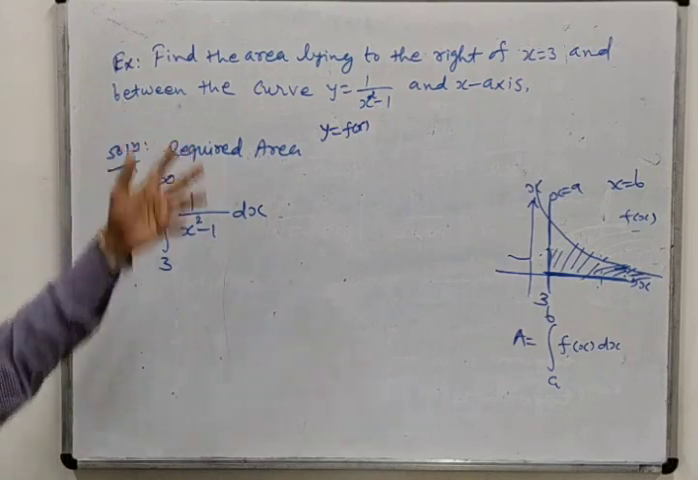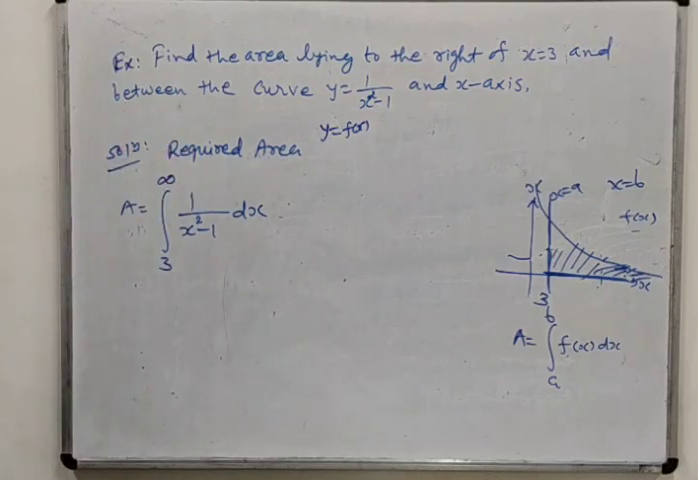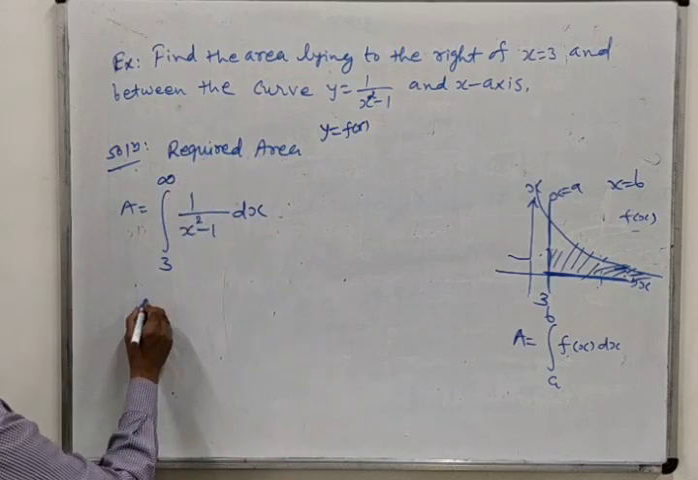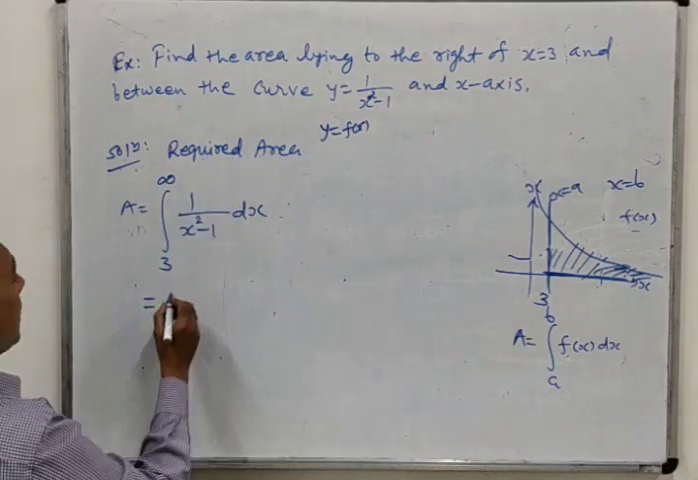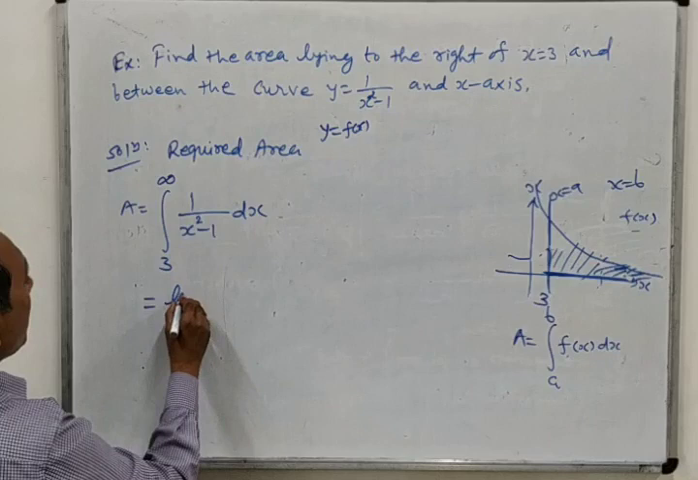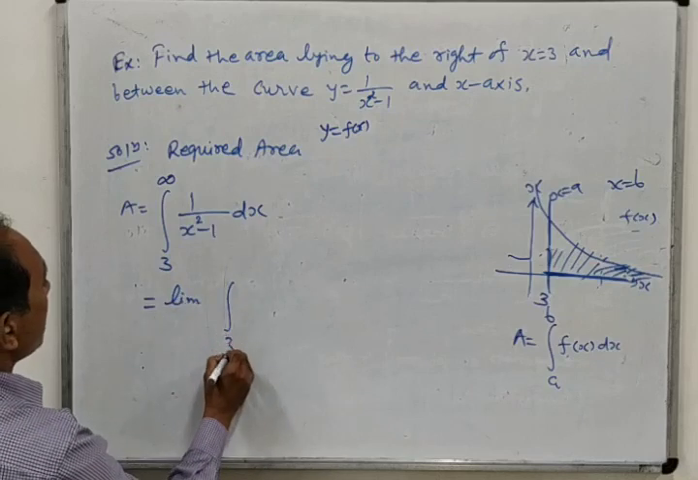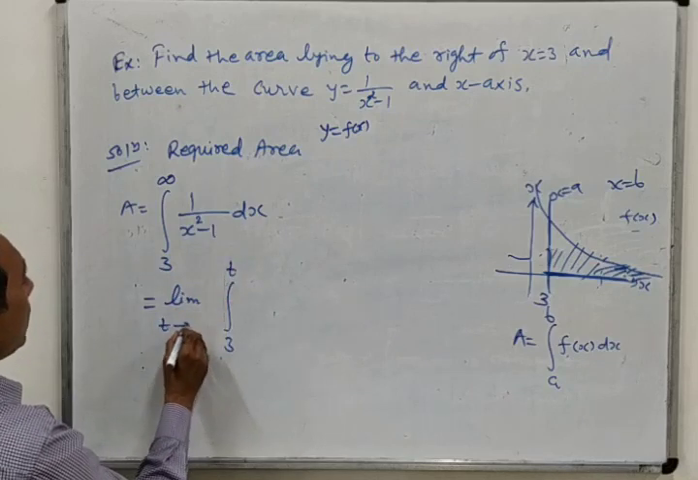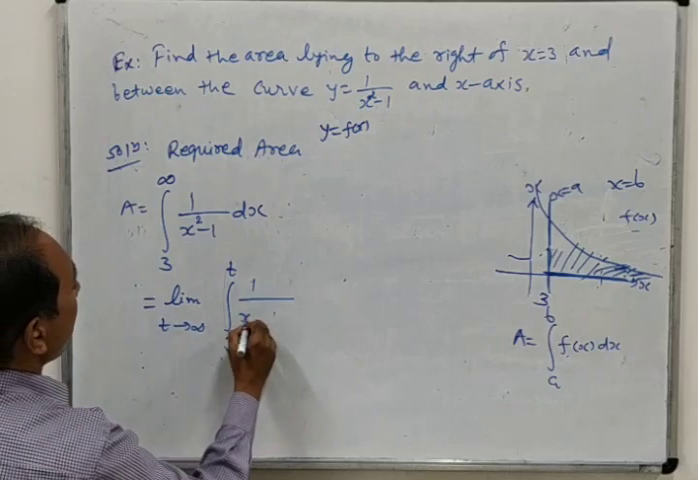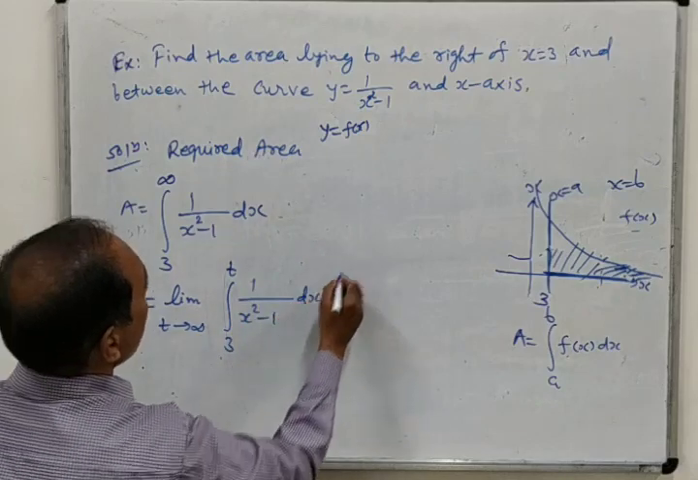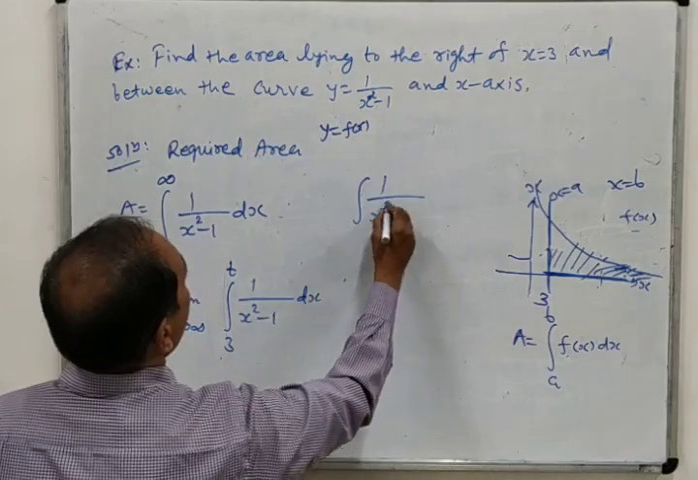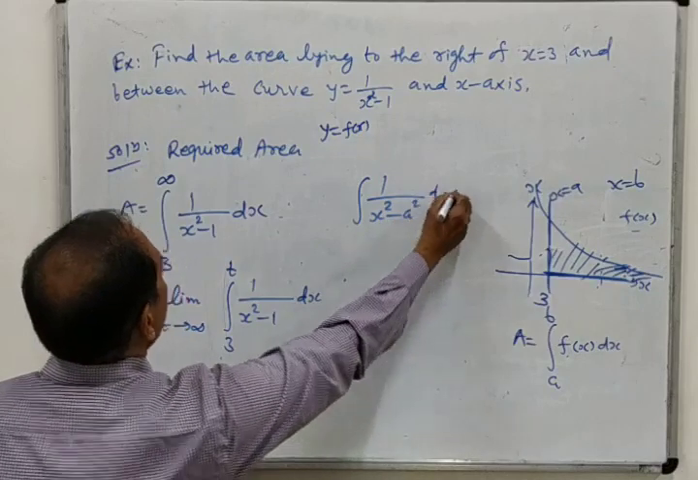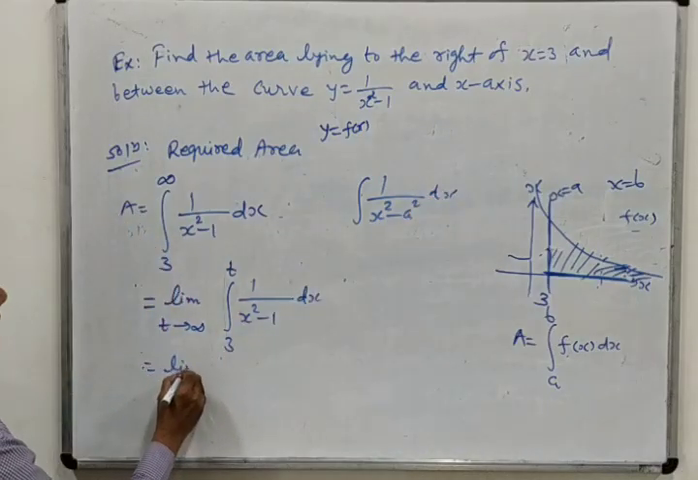So actually it is the application of improper integration, and sometimes examples of this kind can be asked. Here we will make use of a limit: as t tends to infinity, the integral from 3 to t of 1 upon x square minus 1 dx. You must be knowing the formula for 1 upon x square minus a square dx.